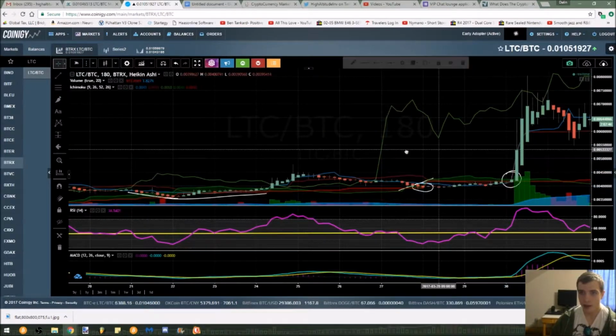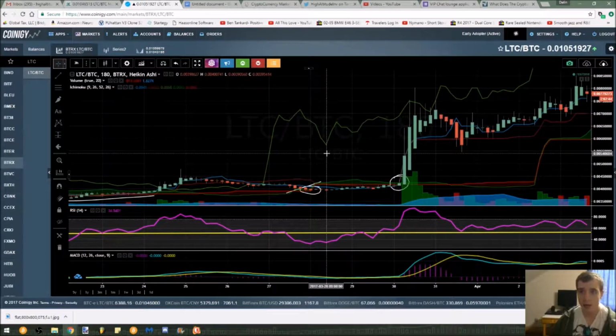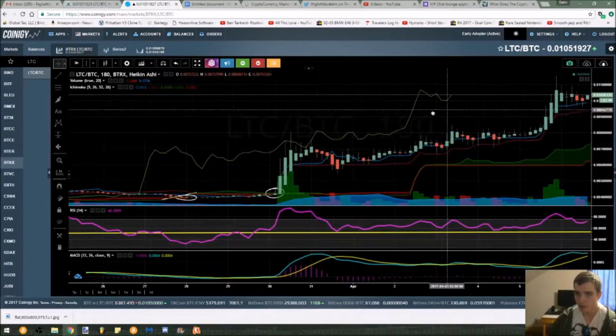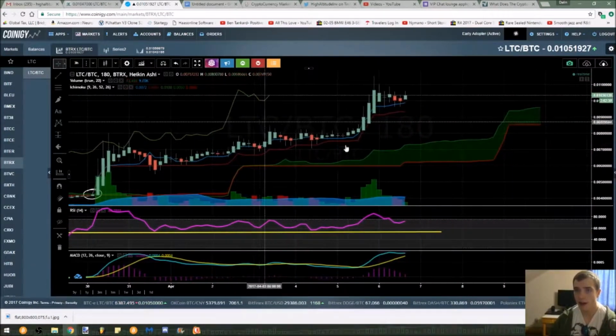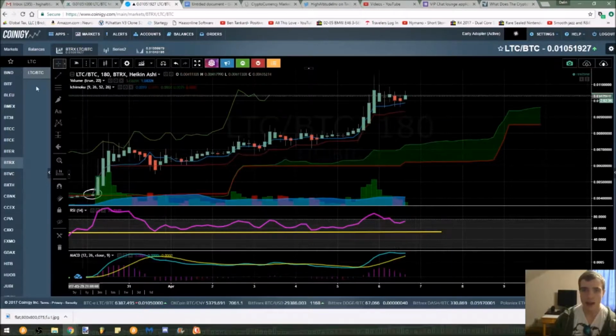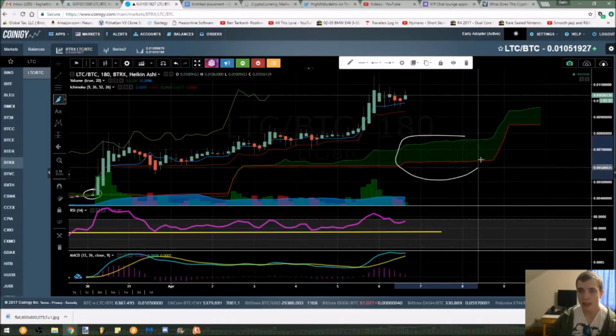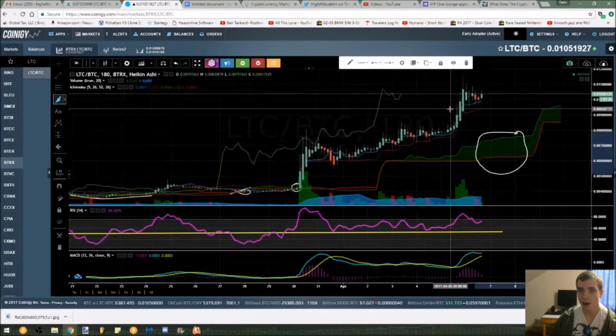And now we are trading above, this is Litecoin, by the way, we are trading above the Ichimoku cloud. So we're above the cloud right now, and the cloud is very thick. So that means that there's a lot of support in this area in the market.